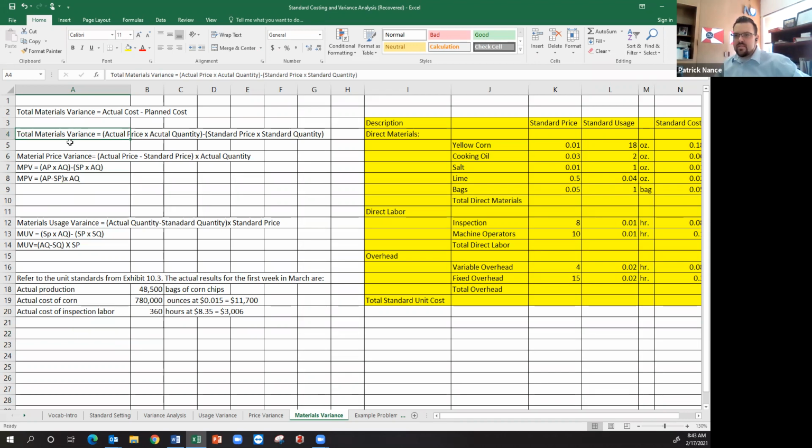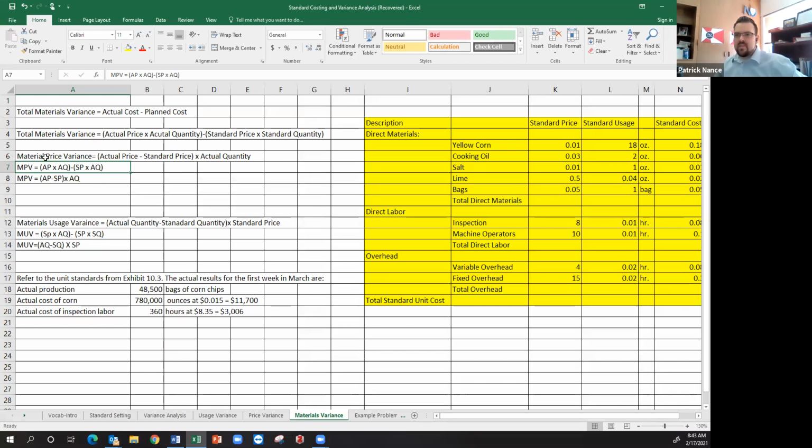So the total variance for my materials would be my actual price times my actual quantity minus my standard price times my standard quantity. That would give me my total materials variance. Remember, that's my actual cost of materials minus my planned cost of materials. Actual cost is actual price times actual quantity, and planned cost is my standard price times my standard quantity. So all I did was take this simple formula and break it out into its components.